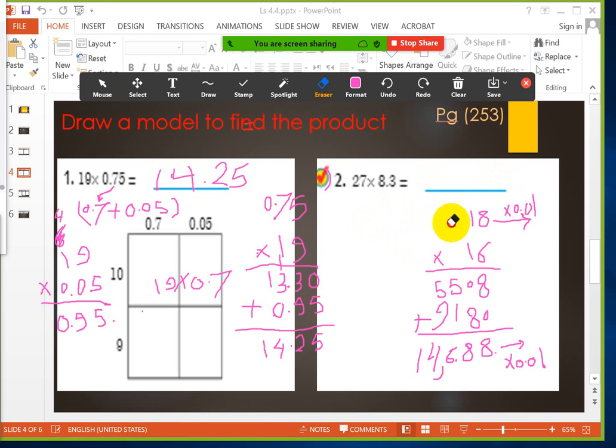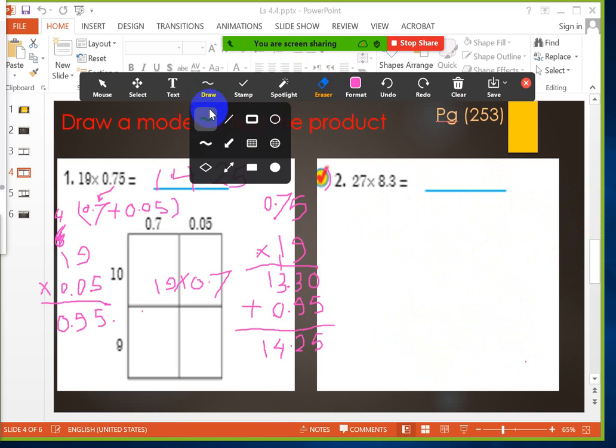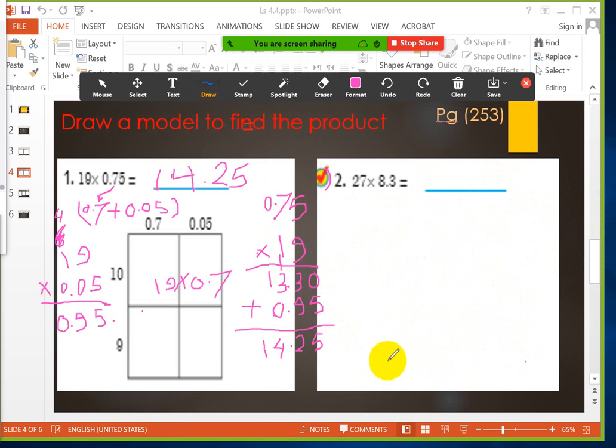Number 2. Here I will also use the expanded form to multiply this number. I will use here expanded form only. So it will be 27 multiply 8.3. My issue here is the value of the decimal number. So I will multiply 27 with 8.3 tenths. I will order first 8.3 tenths multiply 27.